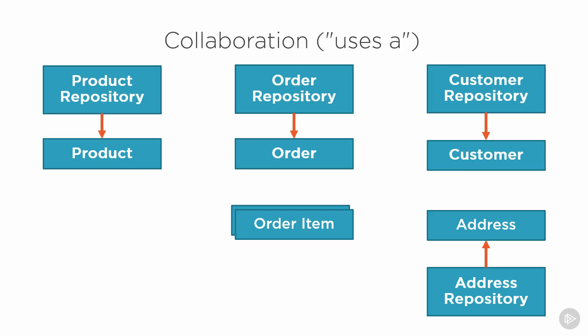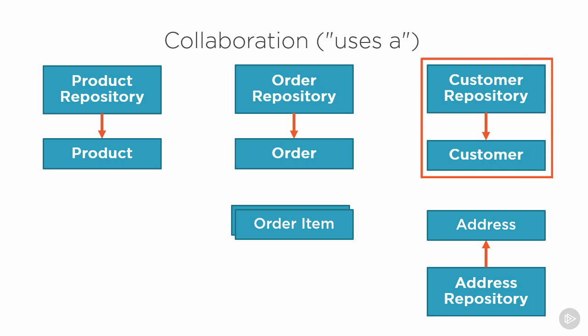A collaboration, or uses, relationship exists whenever an object from one class uses one or more instances of another class it is not otherwise related to. At runtime, objects interact by providing services to each other. The entity-repository relationships are an example of this type.